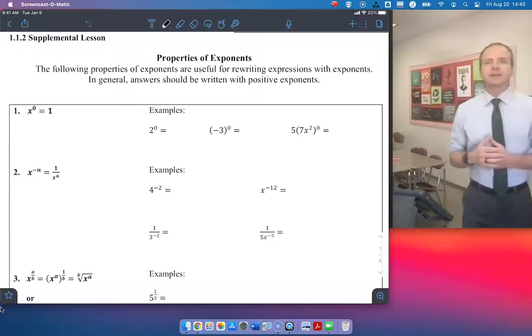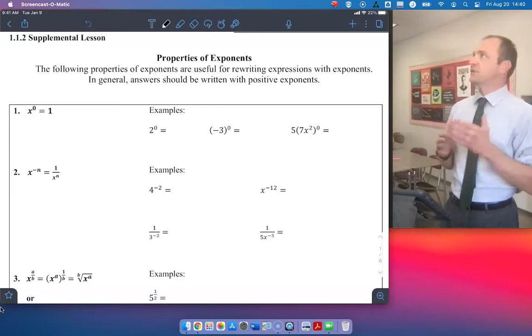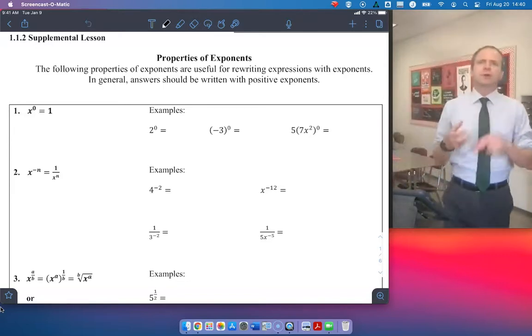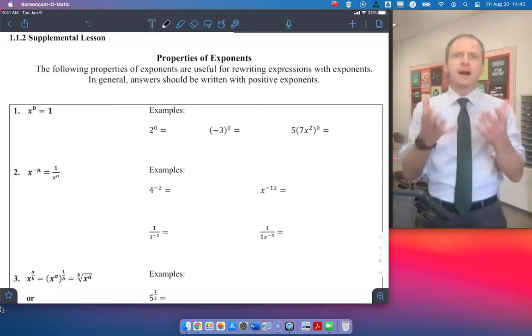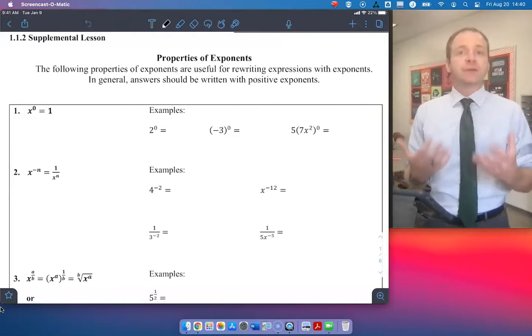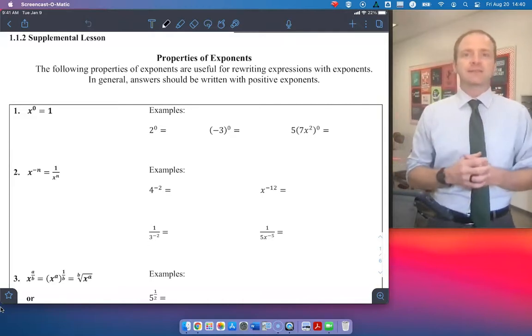Hey everyone, Mr. Rainsberg here, and we are doing lesson 112, which is a supplemental lesson that deals with properties of exponents. So these are the product rule, the quotient rule, the negative exponent rule, the power rule, or the zero exponent rule. And we're going to be going through these and reviewing them from Algebra 1 and Algebra 2 and extending them into the pre-calculus level.